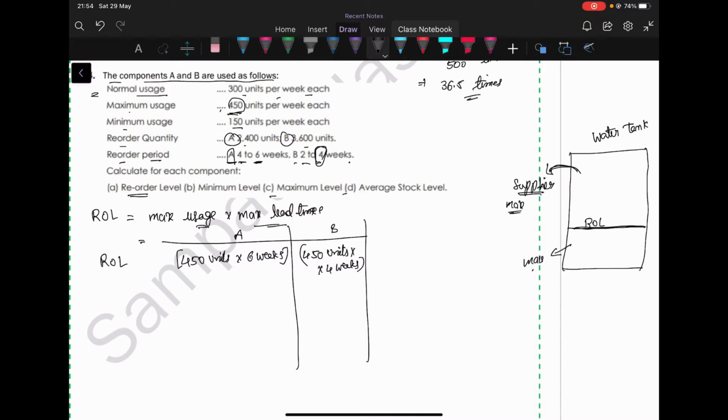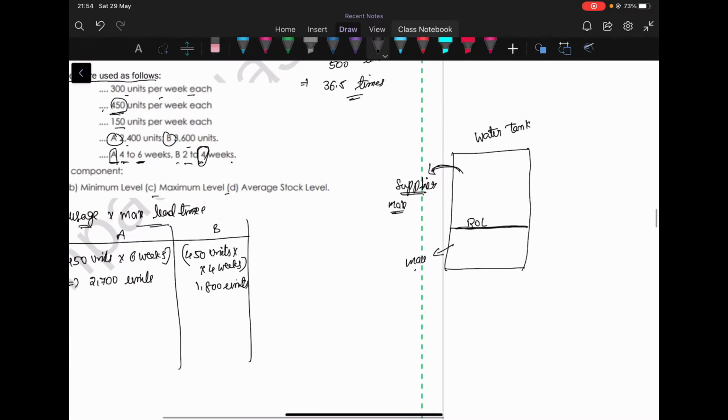450 into 6 is 2,700 units, the reorder level for product A, and 450 into 4 is 1800 units for product B. These are the reorder levels. Once you reach this portion, it is 2700 for product A and 1800 for product B. Right. Next one.